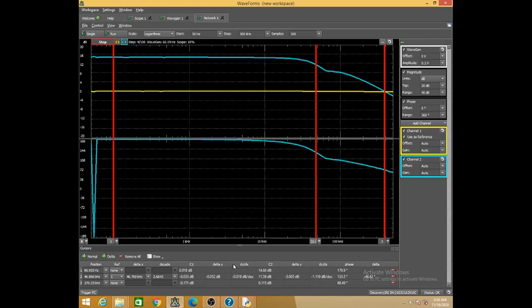Is it a gain of minus 5.37? Yes, sir. The gain of the amplifier at this point of time is minus 5.37. Correct?